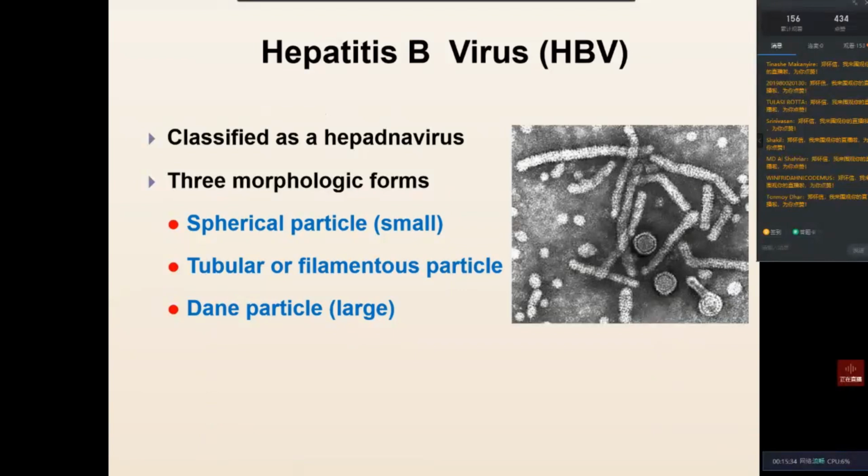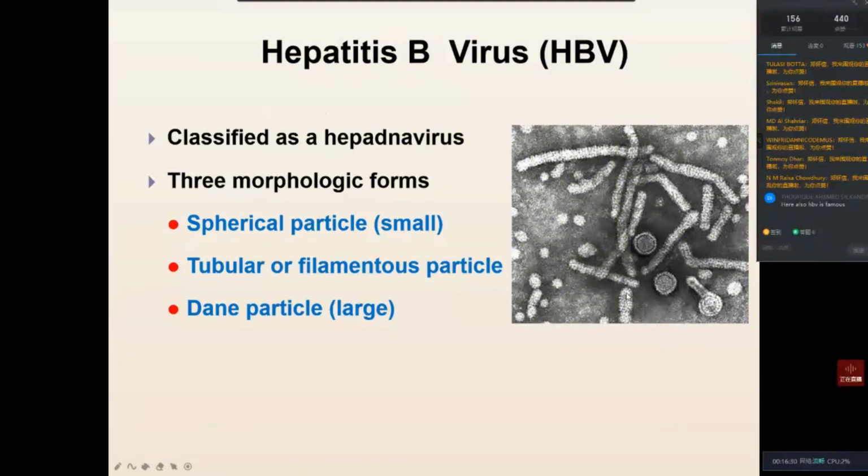They belong to the hepadnavirus family, so it's a virus which can infect the liver, and its genome is DNA. If you check HBV virus with an electron microscope, you can identify 3 morphologic forms, 3 different types. The first one is a small spherical particle, like this one. Another one is this tubular or filamentous particle, like this. They are long rods. A third one is the Dane particle. It's spherical but much bigger, and you can see the structure here.